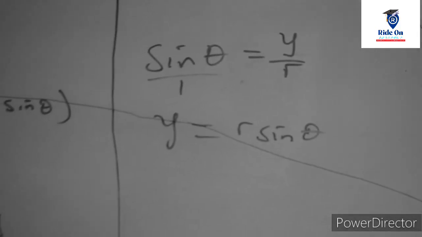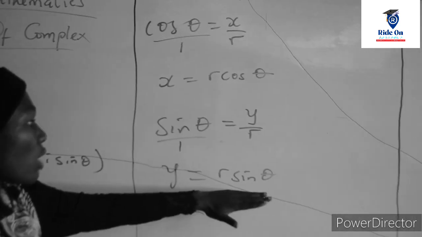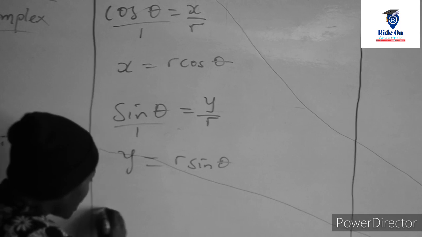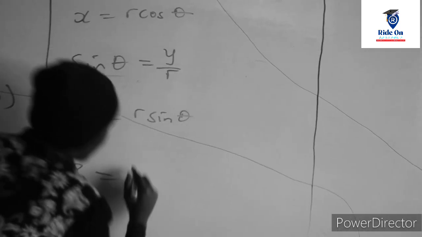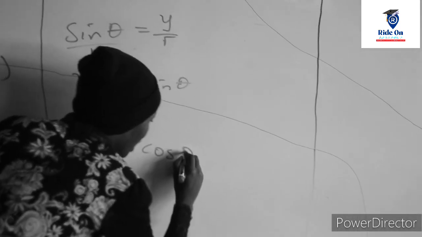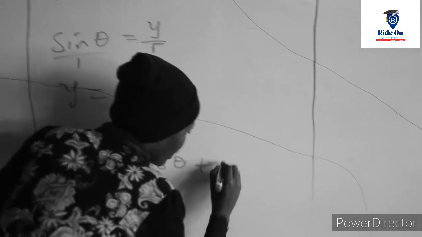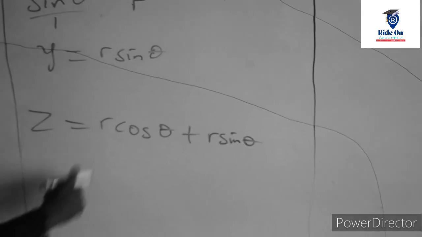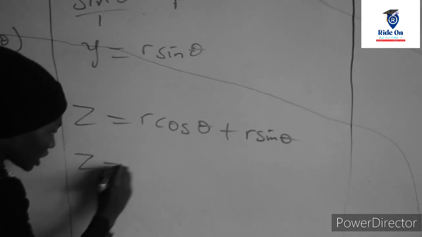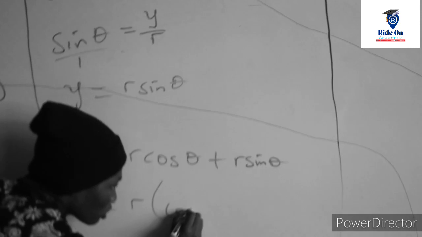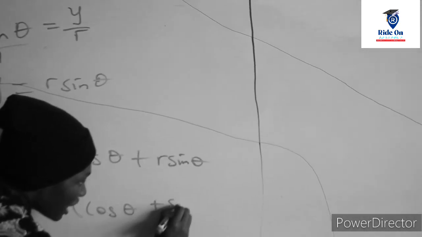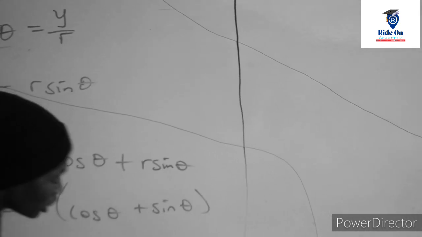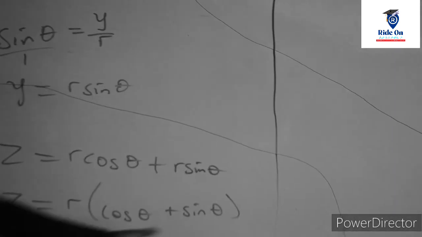Okay? Now, like I said, our z is in this form, x plus iy. Now, our x we will be replacing with this, and our y we will be replacing with this. So, our z will be equal to x is r cos theta, and our y is r sine theta. Okay? r is common to both, so we factorize. So, our z is equal to r (cos theta plus sine theta). Alright?